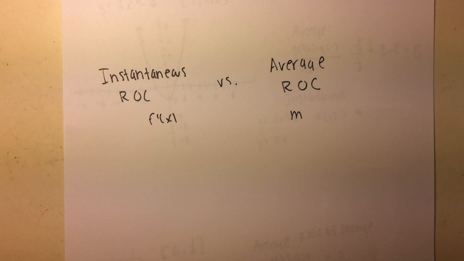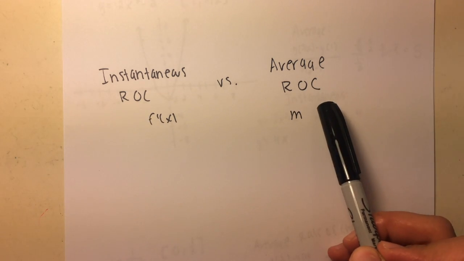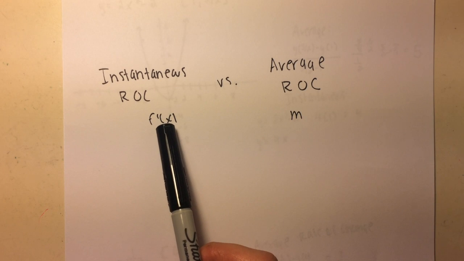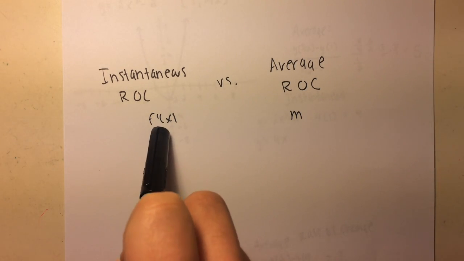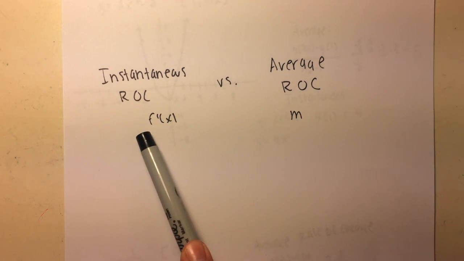Something many students find confusing is the difference between instantaneous rate of change and the average rate of change. The instantaneous rate of change is the value that the derivative gives you. So it can be used for the slope of the tangent line, the velocity or instantaneous velocity, the instantaneous rate of change of y with respect to x. That is the instantaneous rate of change.